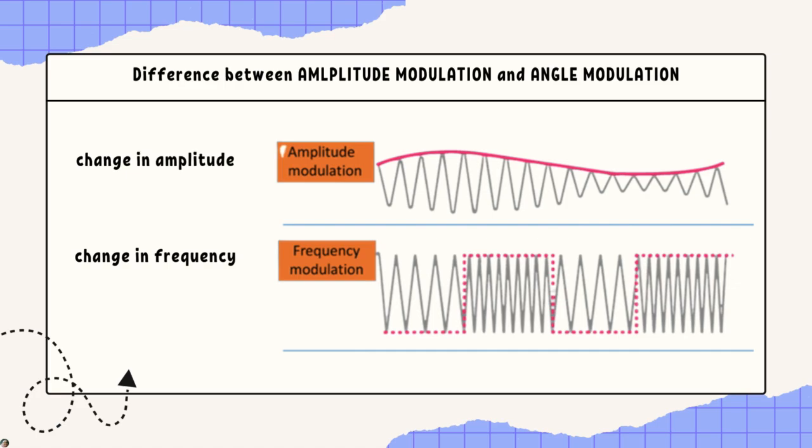A quick comparison: amplitude modulation involves changes in the amplitude of the carrier wave, making it more susceptible to noise since amplitude is easily distorted. Angle modulation, on the other hand, modifies the frequency or the phase of the carrier. These fundamental differences make angle modulation more resilient to noise and interference. This makes angle modulation ideal for clearer, more reliable communication.